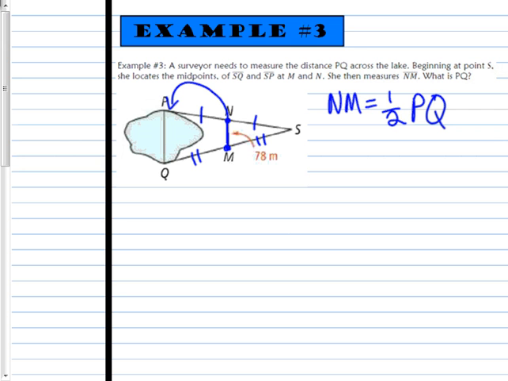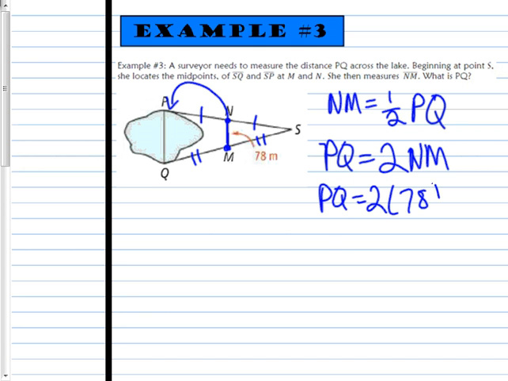Well, I also showed you at the beginning that maybe you don't want to divide in half, or maybe sometimes it's easier just to multiply instead. We can also say that PQ is 2 times NM. So the longer one is 2 times the shorter one, or the shorter one is half of the longer one. Well, this time we know the shorter one, so using the doubling method actually would work easier. So PQ equals 2 times 78. So PQ equals 156. And looking back, sure enough, they have the units, 156 meters.